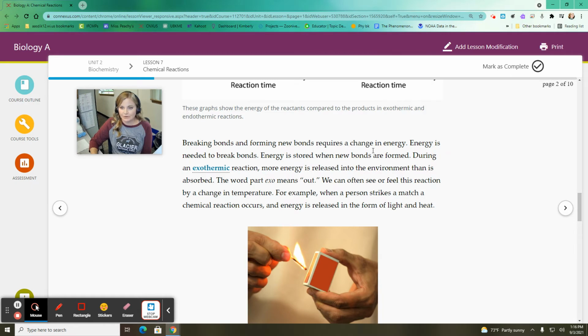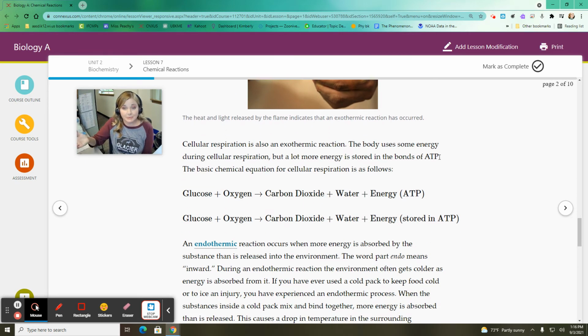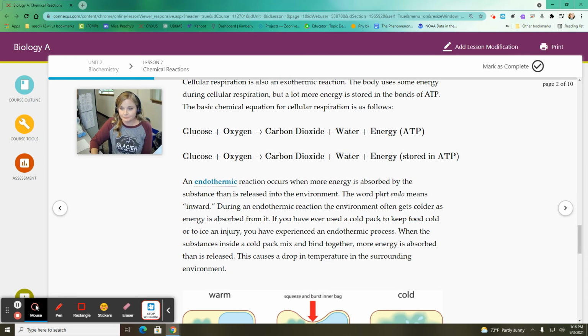During an exothermic reaction, more energy is released to the environment than is absorbed. We already talked about that as well. So cellular respiration is an exothermic reaction. The body uses some energy during cellular respiration, but a lot more energy is stored in the bonds of ATP. So it requires energy to do cellular respiration, but what's produced, ATP, is higher in energy than what was originally required to start that reaction.